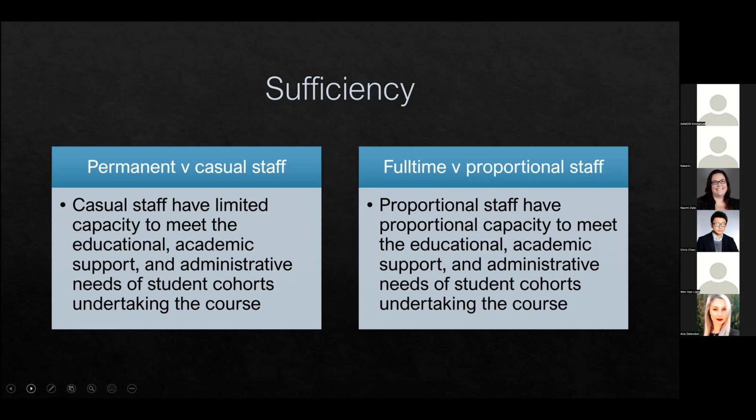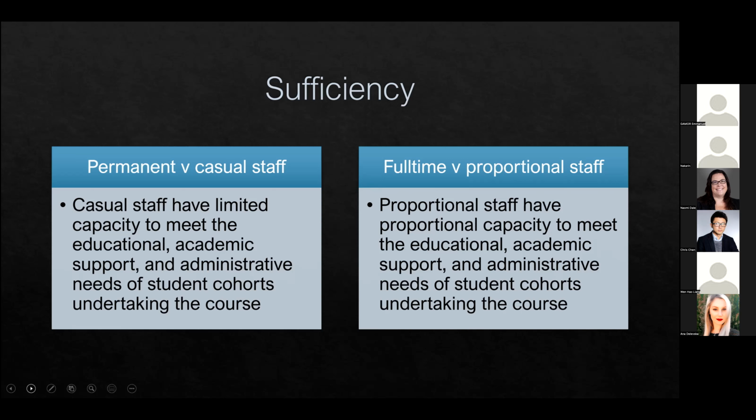We need to be especially sensitive that casual staff have limited capacity to meet the educational, academic support and administrative needs of student cohorts undertaking their course. It's not to say that they do not have capacity, but given the nature of their employment, the temporal nature, both in the allocation, but also a casual contract length, they have limited capacity to achieve all these items. And that's something that reviewers undertaking the accreditation processes are quite sensitive to as well.